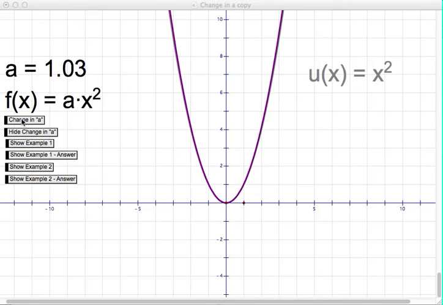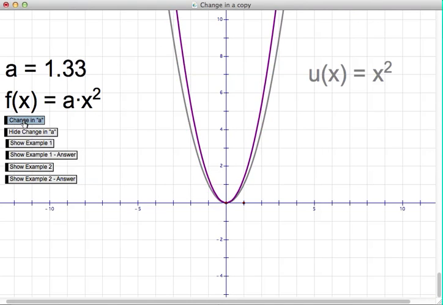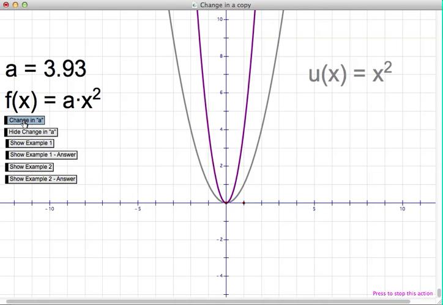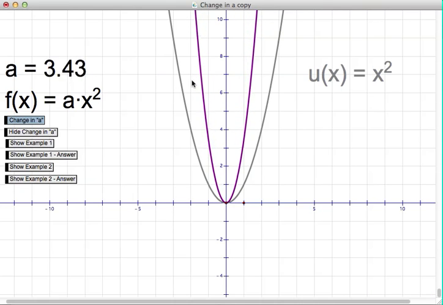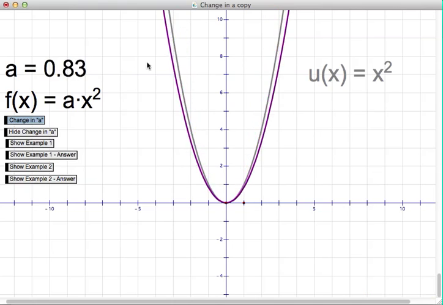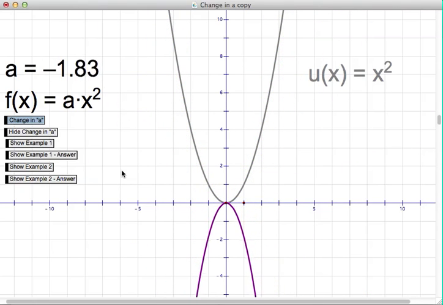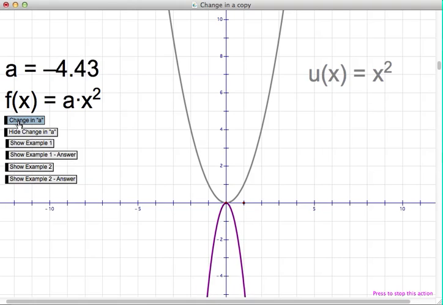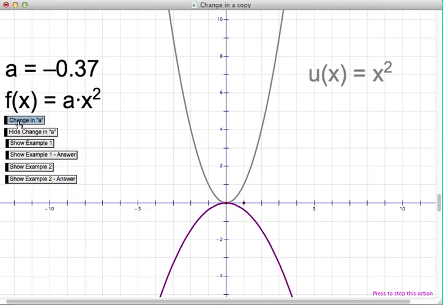I want you to watch this and see this a value right here. It says 1.03. That's pretty close to 1. It's going to be the purple line. As I click this, it's going to show you that as the a value changes, so does the graph of my parabola. As it increases, it gets narrower. You see my a value is getting bigger. Now it's going down as it crosses 1. You saw very quickly there, now it's in the negatives and it's upside down, but as soon as it gets underneath 1, it gets a lot wider.